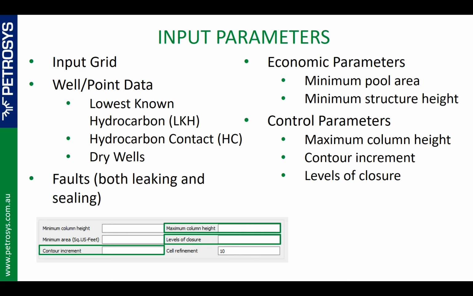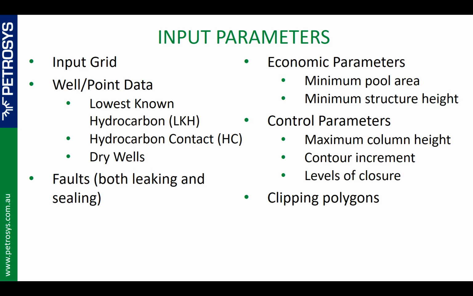We can also choose levels of closure. This allows us to find the deepest structural spill point, and then define, if we want to say 10 levels of closure, we can find the next 10 levels above that deepest level. So then we can use those as P90, P50 and P10 inputs. And we can also use clipping polygons to restrict the area that we're looking at as well.